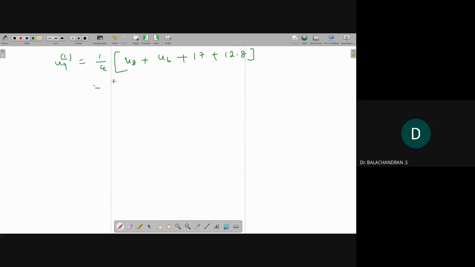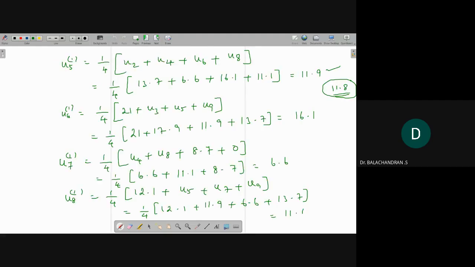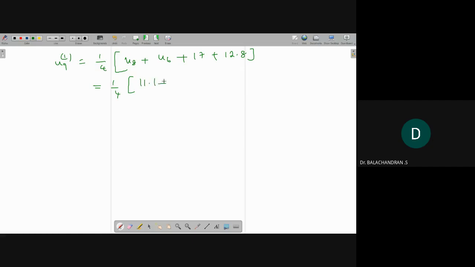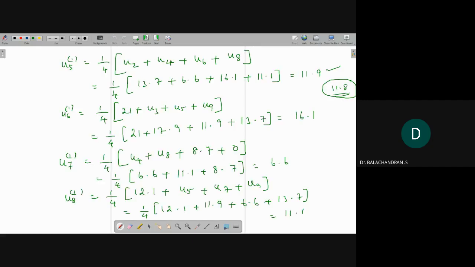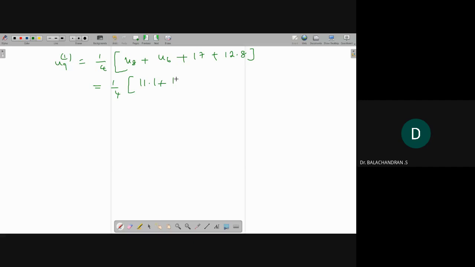Okay, U8 at the U6, you should use what is U4, U8? 11.1. 11.1 plus U6 is 16.1, plus 17 plus 12.8. Final answer 14.3. 14.3 is the book answer.